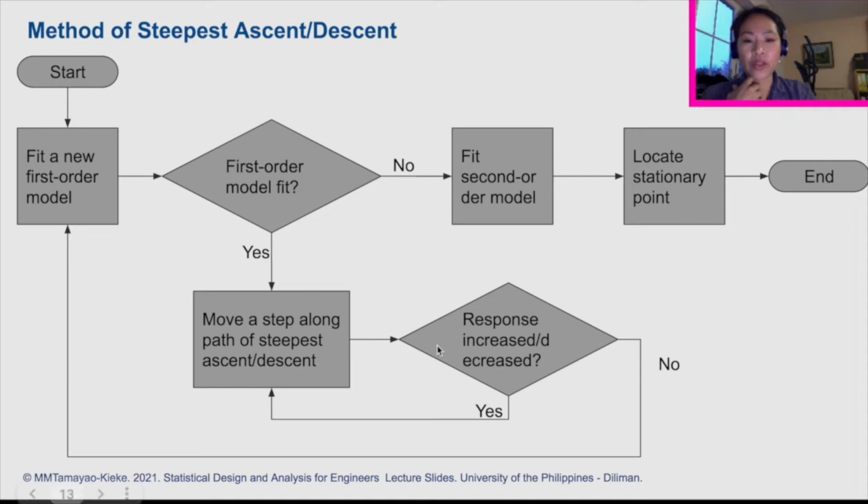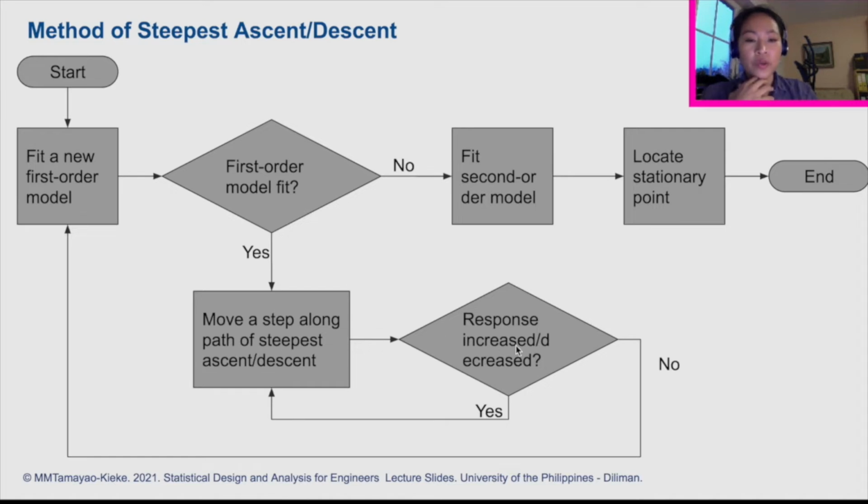And until when do we do this? Basically, until you can observe an increase in the response, if we're talking about the method of steepest ascent, which means that we are trying to find the maximum response, or if there is still a decrease in the response in the case of a problem where we're looking for the minimum response. So as long as there is still a change, increase or decrease, then we continue moving along the path of steepest ascent or descent.